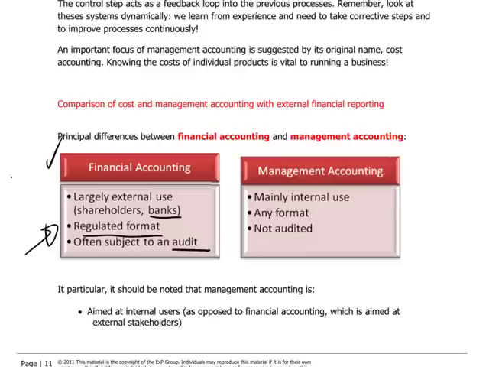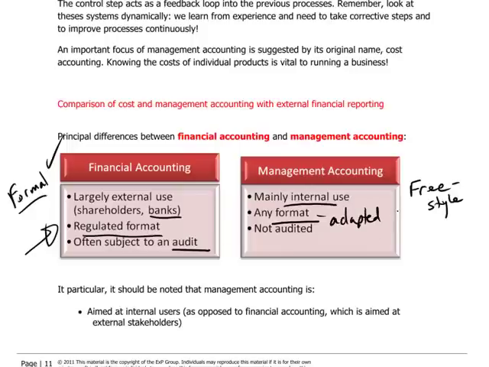So you could think of this as being more the formal side of presenting the company accounts. Now, management accounting is something quite different. This is for internal use, and therefore we can refer to this as being kind of freestyle accounting. Freestyle in the sense that the format of such management accounting doesn't have to follow general principles. It can be adapted to the specific needs of the business, and they don't have to be audited.